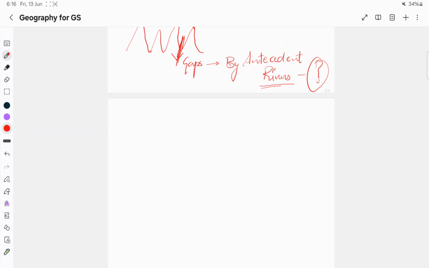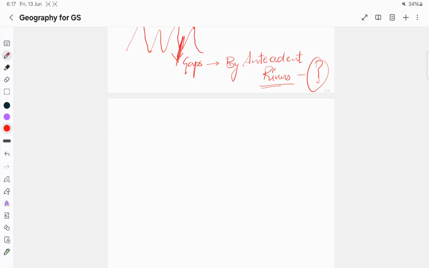And when they collided, these rivers, over a period of time, eroded these mountains. They created their way into these mountains, and they created the gaps in these mountains. The Indus River is an example of antecedent rivers. The Brahmaputra River is an example of antecedent rivers.